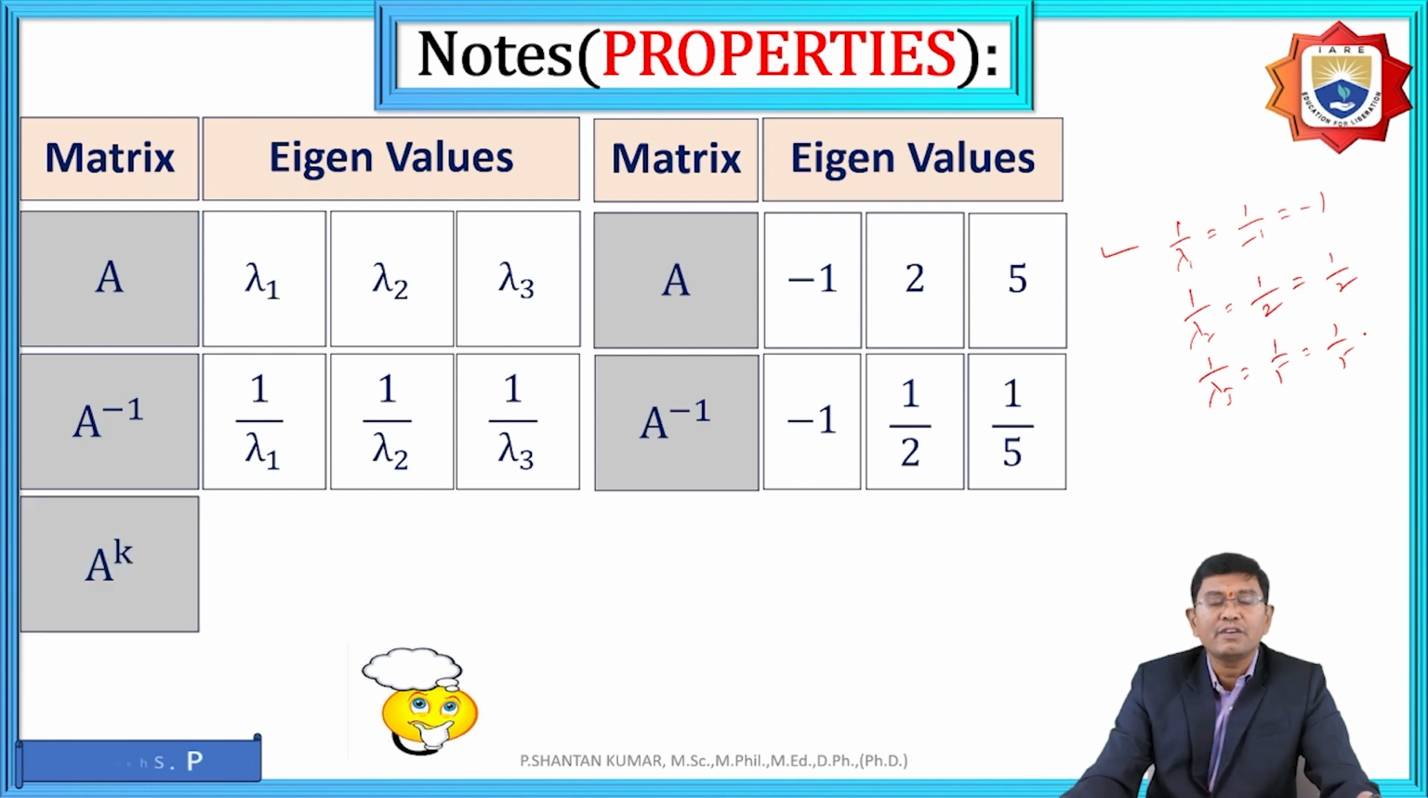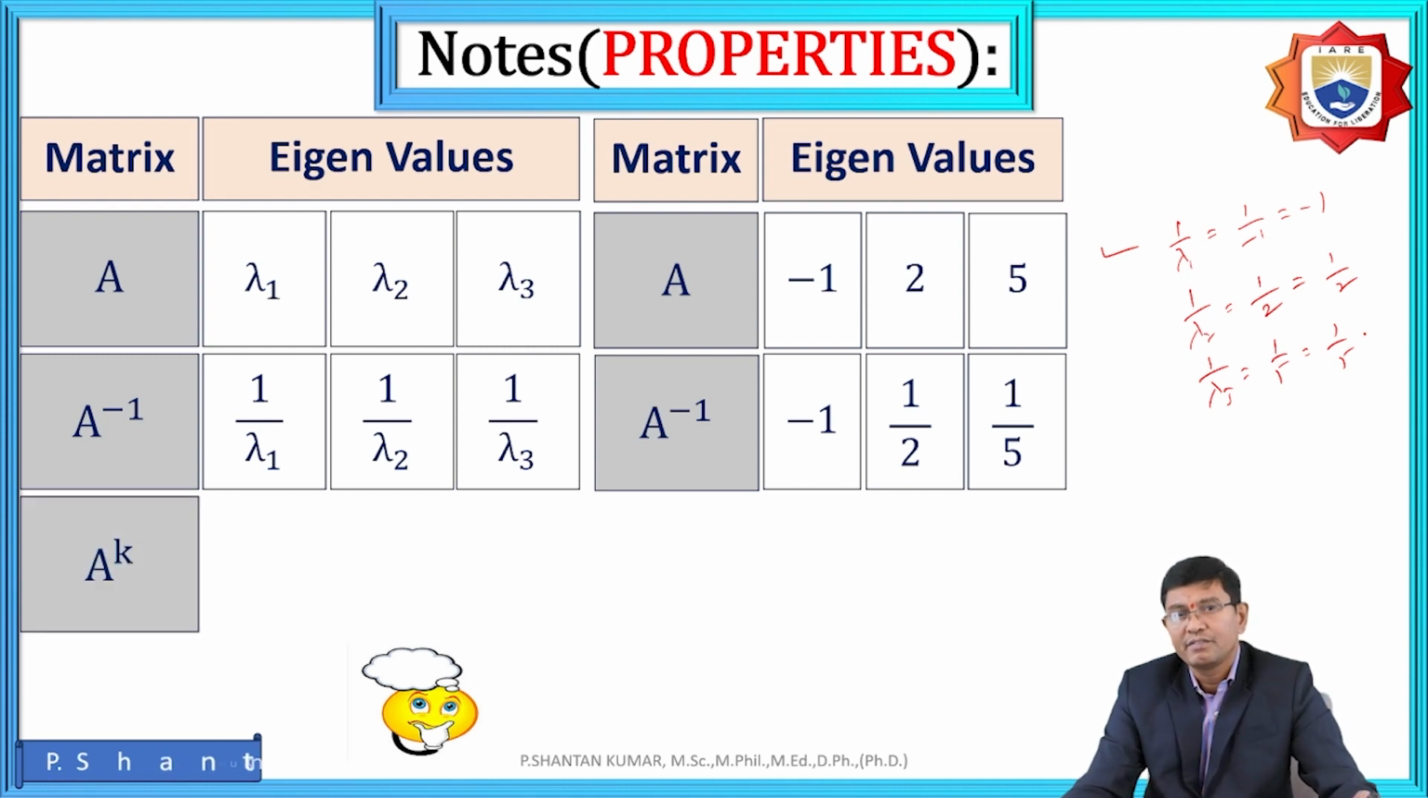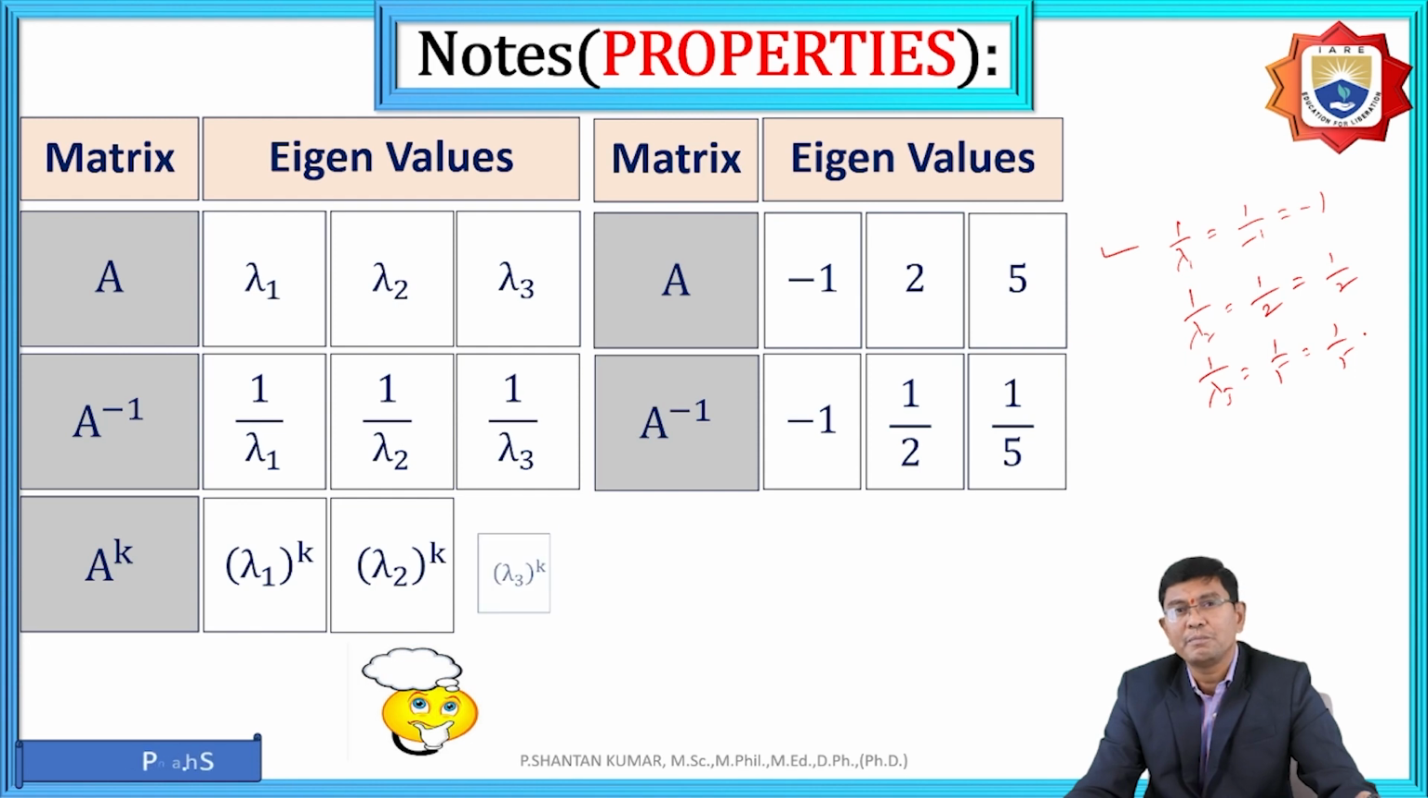And similarly, for example, A power k. That means if the eigenvalues of the given matrix are lambda 1, lambda 2, lambda 3, then the eigenvalues of A power k are lambda 1 power k, lambda 2 power k, lambda 3 power k. That means the eigenvalues of the power of the matrix are the powers of the eigenvalues.